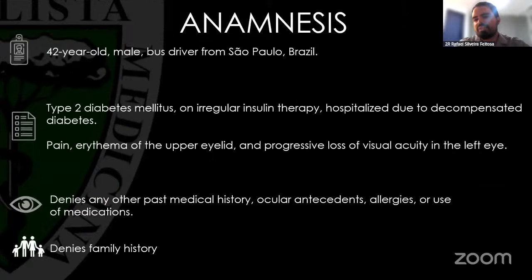Our patient is a 42-year-old male, a bus driver from São Paulo, Brazil. He has a history of type 2 diabetes, currently only on insulin therapy. He was hospitalized due to decompensated diabetes. During this period, he developed progressive pain and erythema of the upper eyelid, associated with worsening visual acuity in the left eye. He denies any other relevant past medical or ocular history, allergies, or use of chronic medications. He also denies a family history of ocular disease.